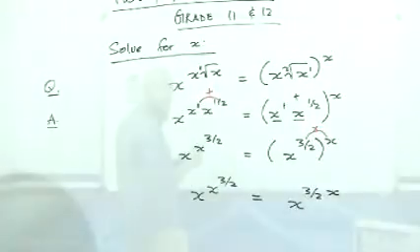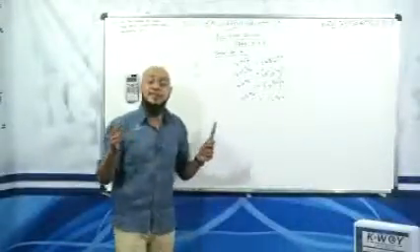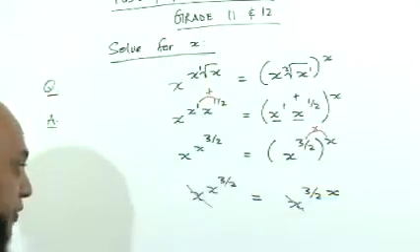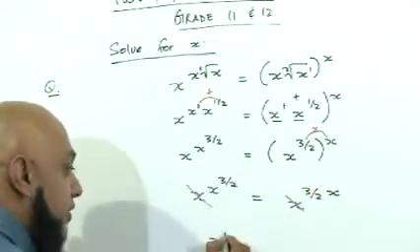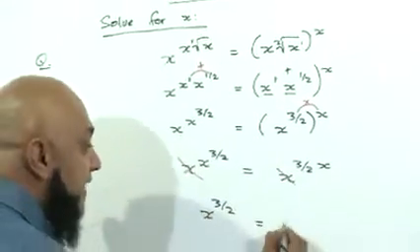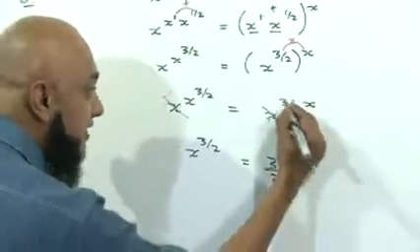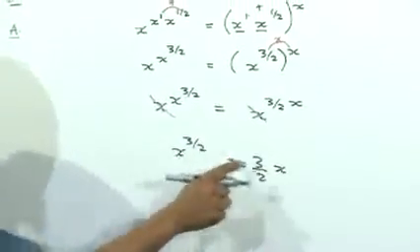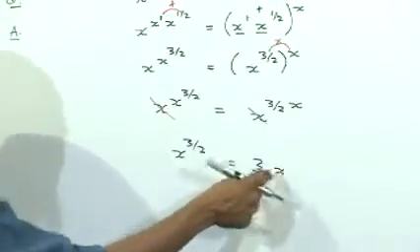Now, guys, our bases are the same. So if our bases are the same, what do we do? We cancel the bases. So what am I left with? You're left with x to the power 3 over 2 is equal to 3 over 2x. Here, 3 over 2 is the power of x. Here, 3 over 2 is the coefficient of x.